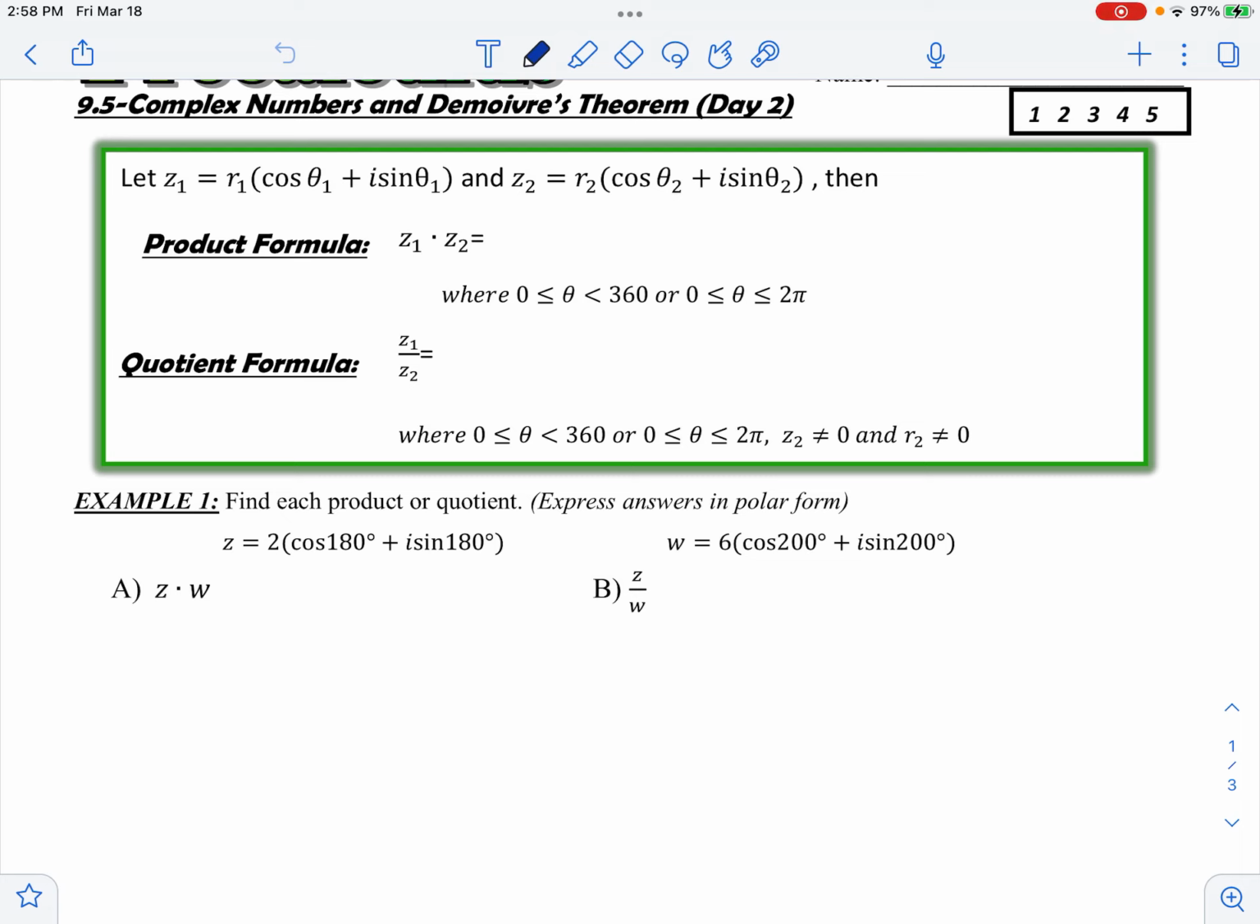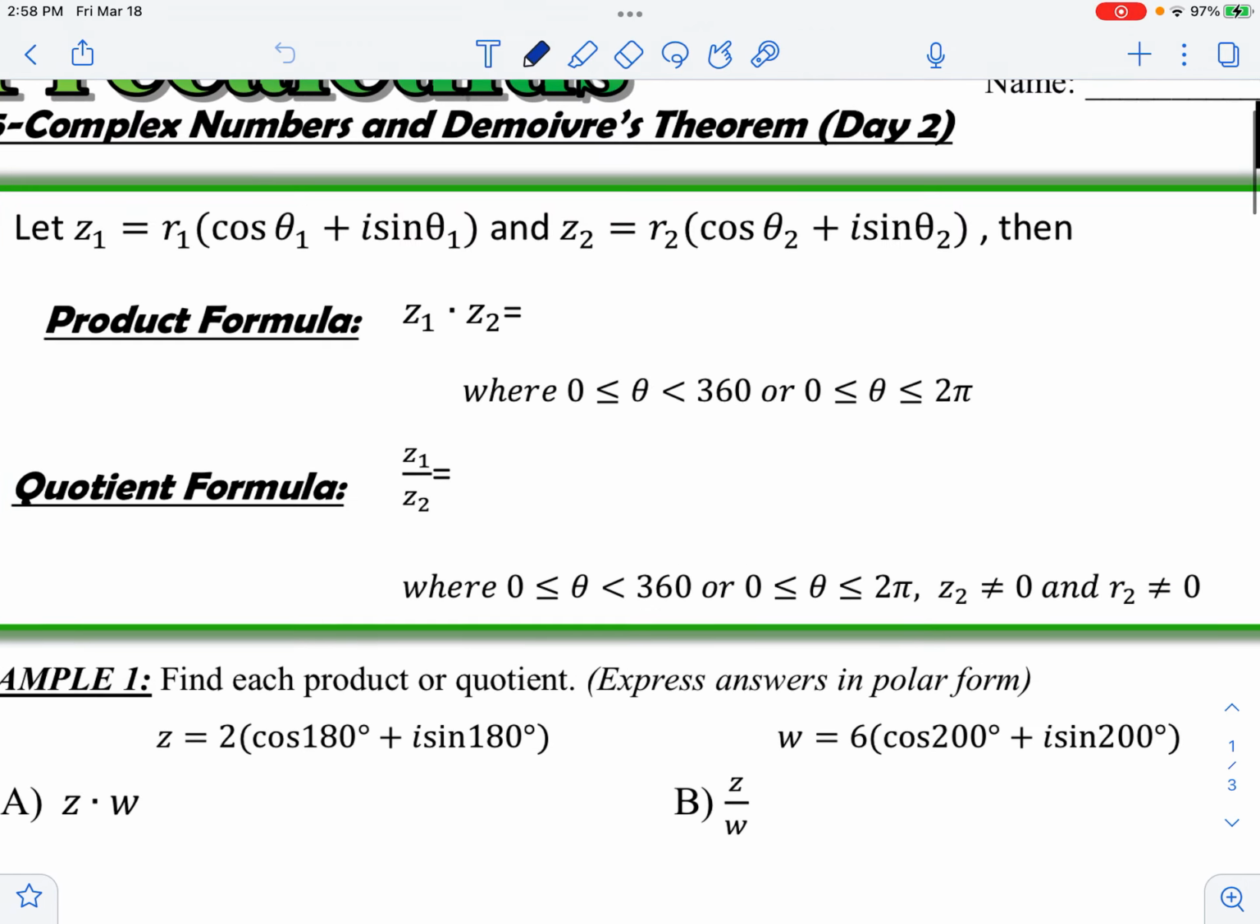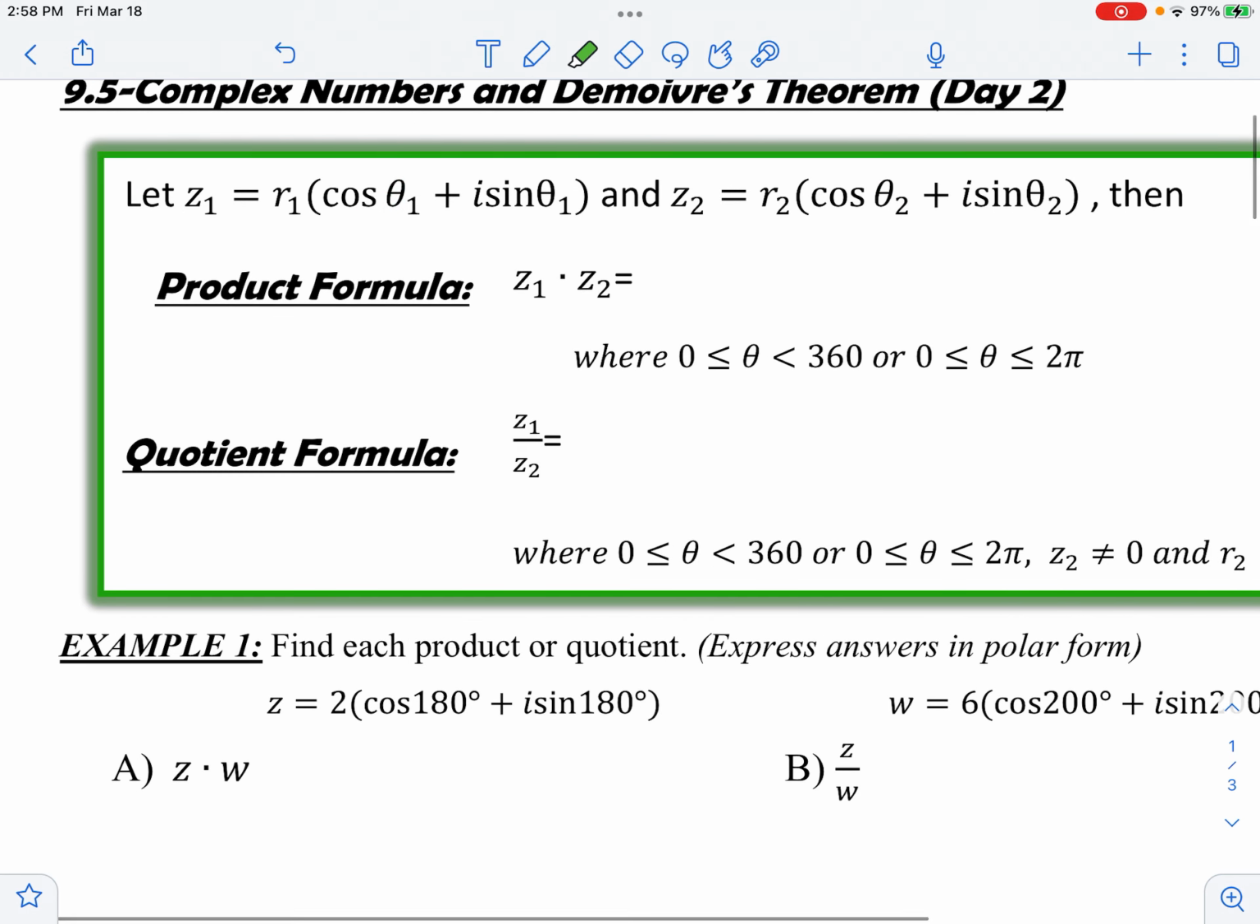So the beginning here says let your first polar number be r sub 1 times the quantity of cosine of theta sub 1 plus i sine of theta sub 1. And then your second polar number is r sub 2 cosine of theta sub 2 plus i sine of theta sub 2. So if you look, they're written the same way. Instead of calling this r and then maybe some other letter, I'm just going to call it r1 and r2 because they're both radius, r values. And then same thing here. This is theta 1, theta 2. Two different angles.